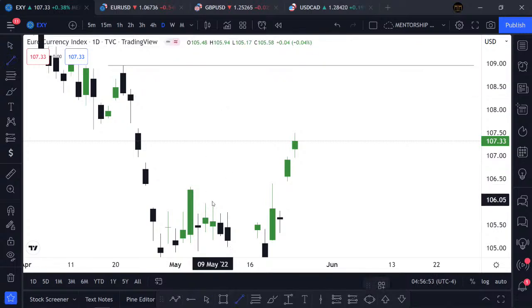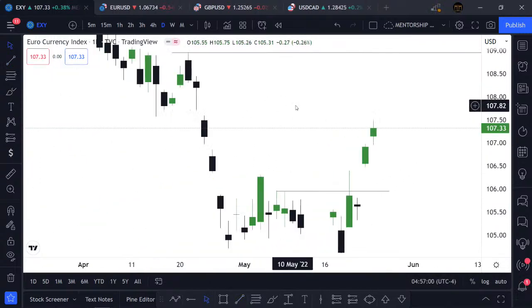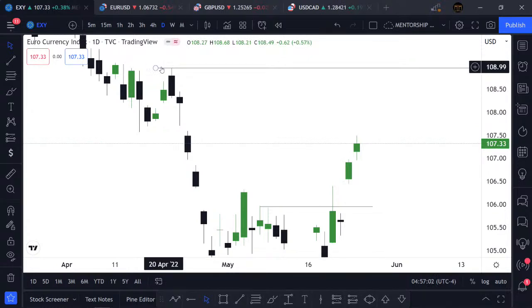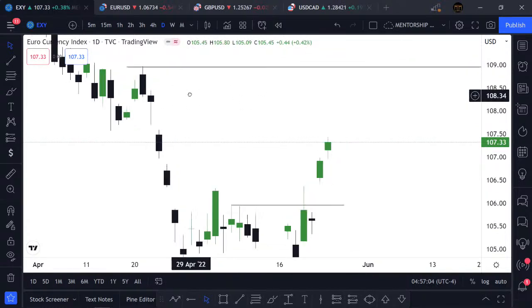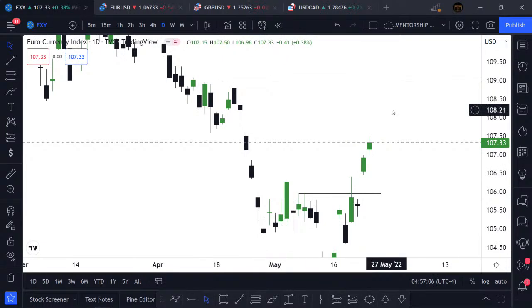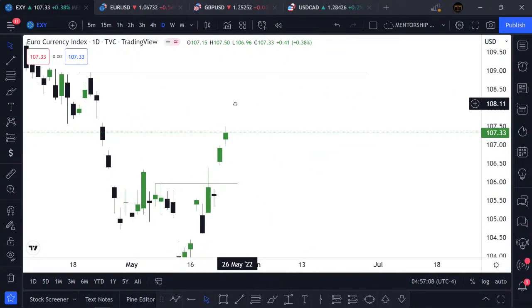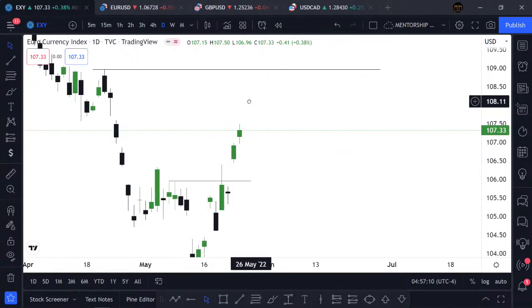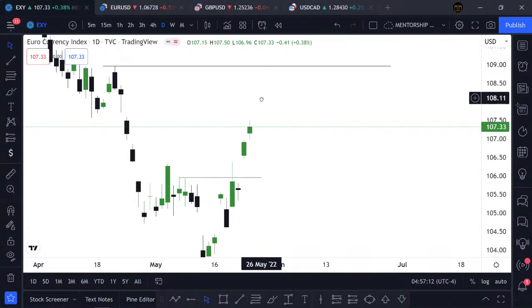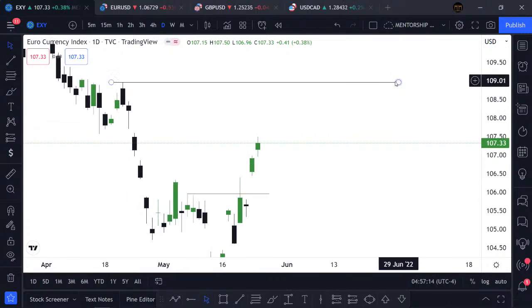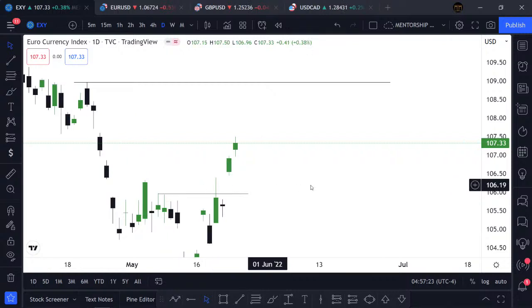I have this swing high on the euro index. My next swing point is right here. So I won't look for opportunities to sell the euro unless I see price trade above this high here, the next swing point, which is here. Okay, so this is what I look for every time I'm trading.